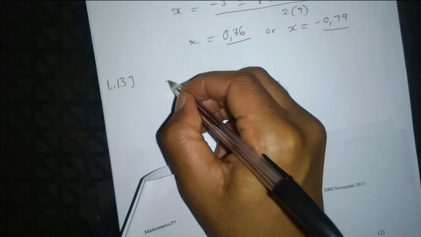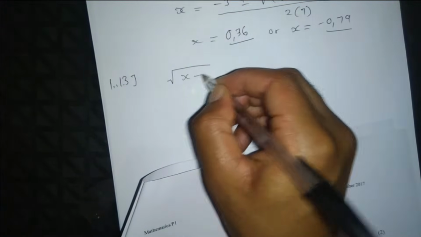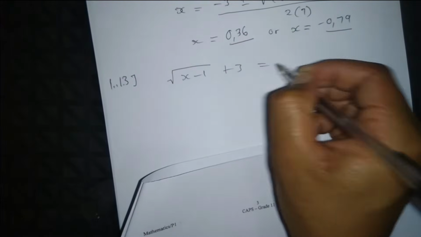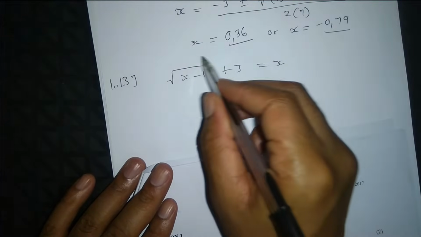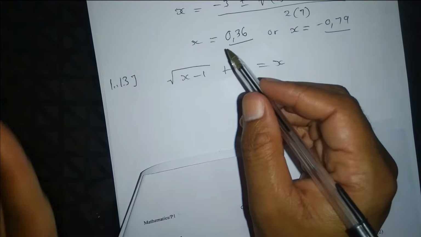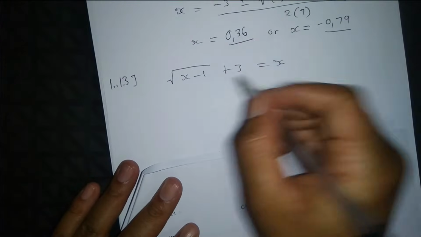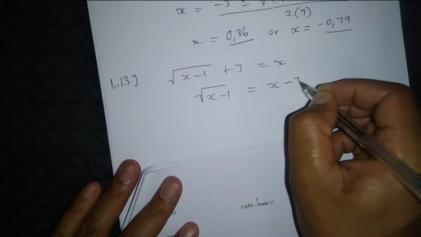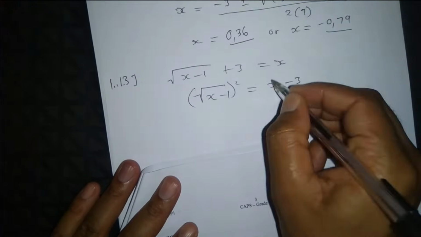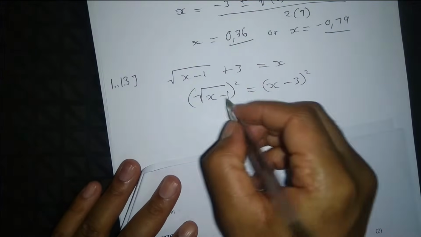1.1.3 surd equation: √(x − 1) + 3 = x. In a surd equation, you must leave the square root on one side of the equation. So we transpose the 3 to get √(x − 1) = x − 3. Then you remove the square root by squaring both sides.